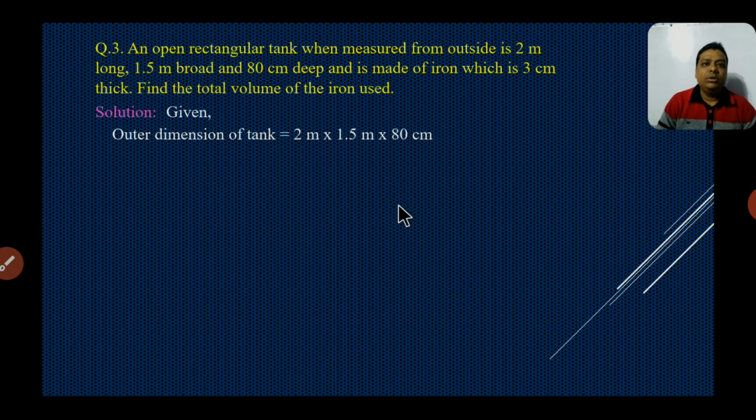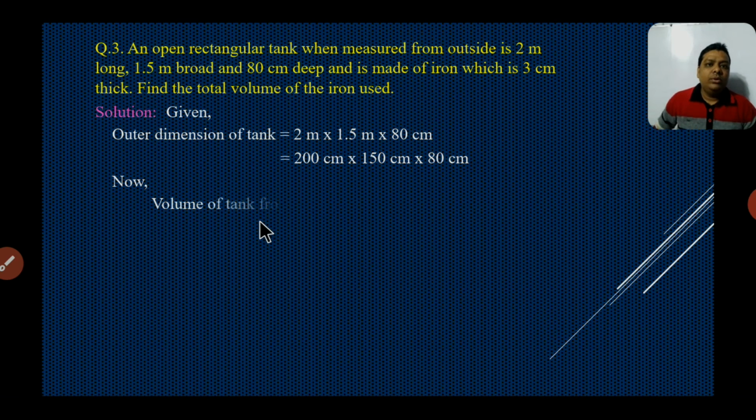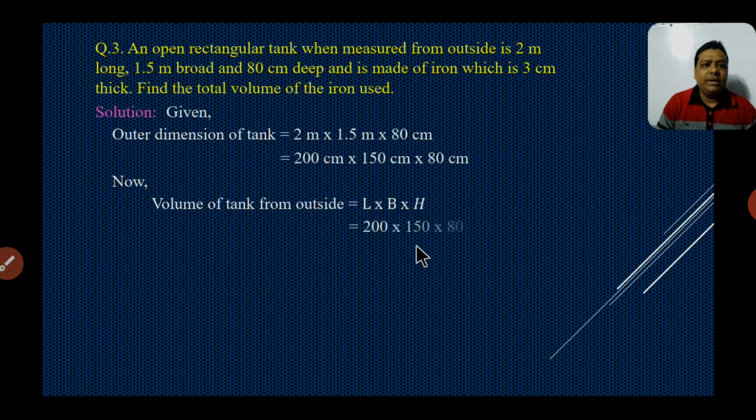Now we can convert it into centimeter. So 2 meter is 200 centimeter, 1.5 meter is 150 centimeter, and 80 centimeter is already in centimeter. And now volume of tank from outside is L into B into H. Let's multiply it: 200 into 150 into 80, that is 24,00,000 centimeter cube. That is the volume of tank from outside.